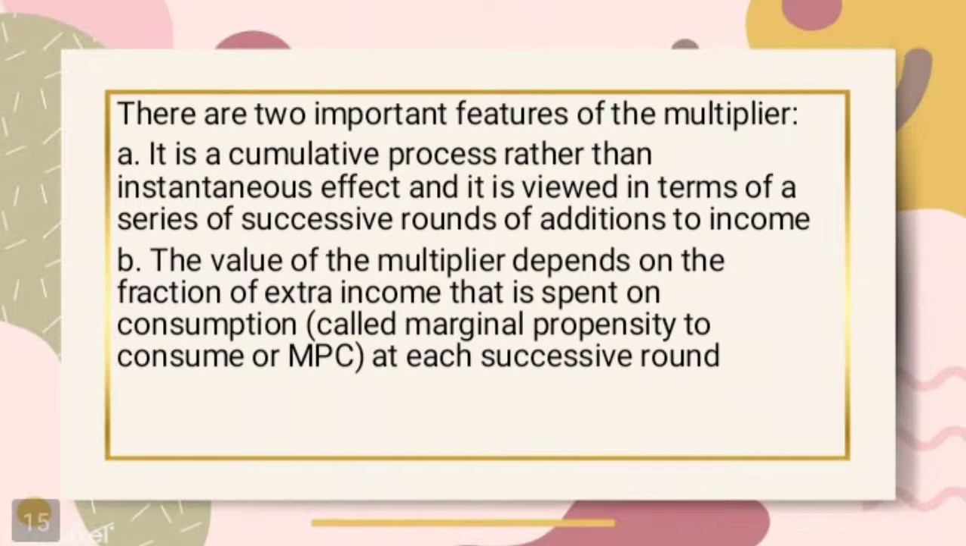There are two important features of the multiplier. A. It is a cumulative process rather than an instantaneous effect, and it is viewed in terms of a series of successive rounds of additions to income. Or it is best regarded as a series of subsequent rounds of income additions because it is a cumulative process rather than an instantaneous effect. And B, the value of the multiplier depends on the fraction of extra income that is spent on consumption, called marginal propensity to consume or MPC, at each successive round. Or the multiplier's value is determined by the percentage of extra income spent on consumption, known as marginal propensity to consume or MPC, in each cycle.